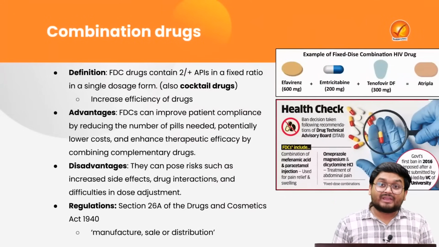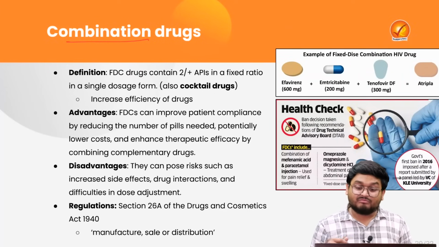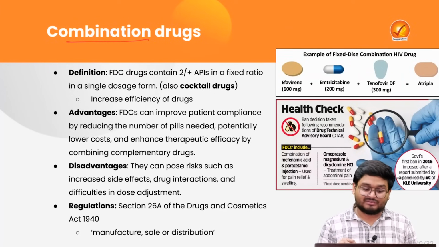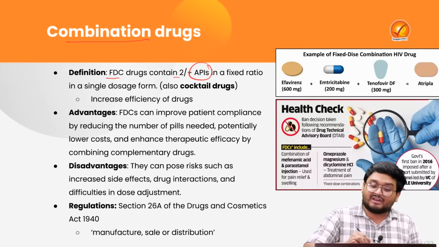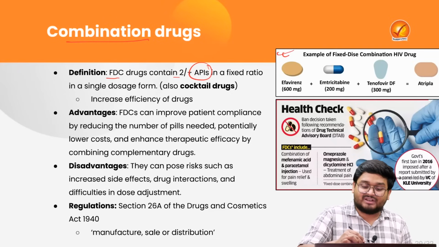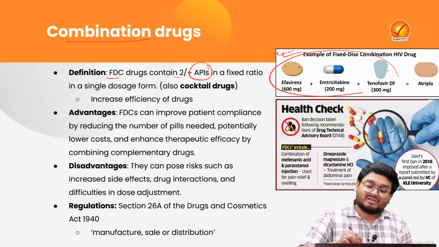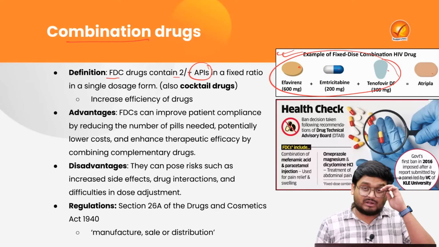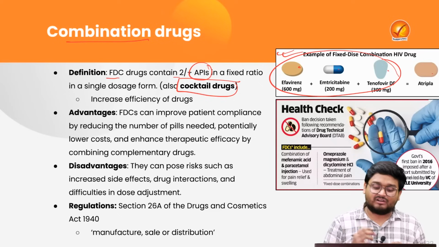In the next one, we'll be looking into combination drugs, because recently the government of India has brought some strict regulations on the combination drugs. These are fixed combination drugs which contain two or more active pharmaceutical ingredients, for example, say one drug, 2+3+4, right? So this is actually a drug which is having a combination of drugs, which is also known as a cocktail drug.